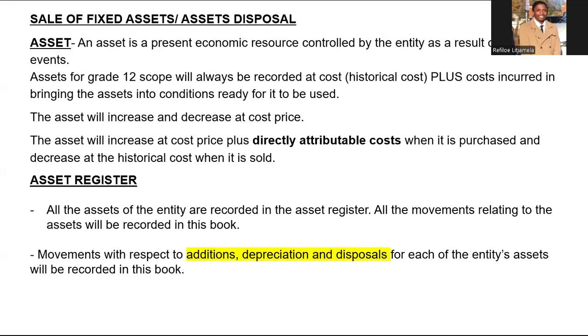Remember, depreciation is the cost of using that asset. In a way, depreciation is the conversion of part of that asset into an expense. So every asset, as it is used, is converted into an expense. The part of an asset that is used is an expense. And that expense here, we call it depreciation.